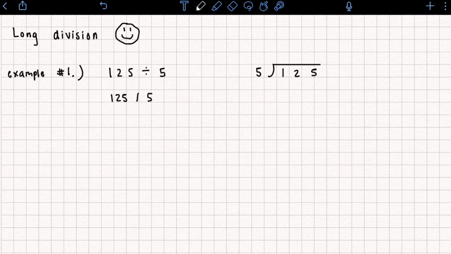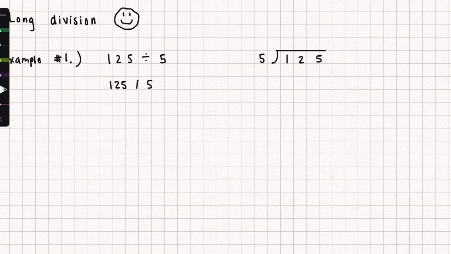So example number 1, 125 divided by 5. So we set it up in this format here on the right. And we're going to take this problem one digit at a time. So how many times does 5 go into 1?